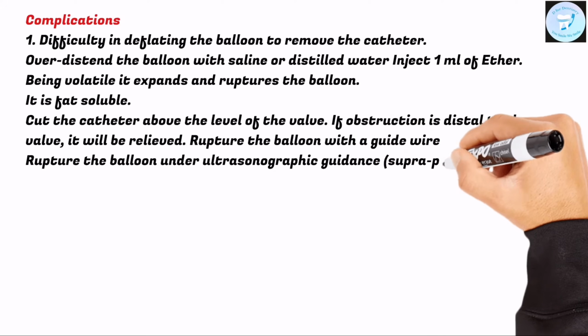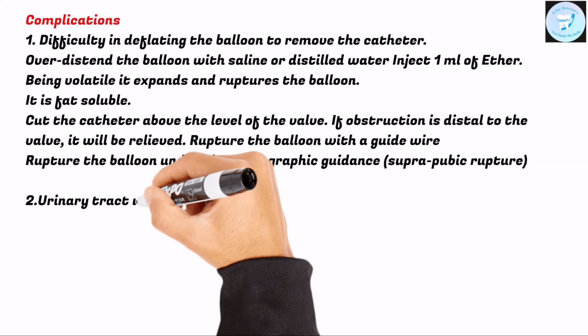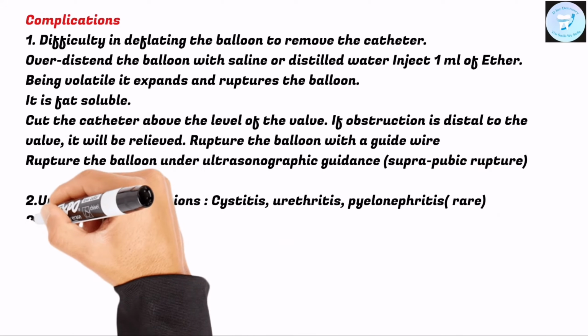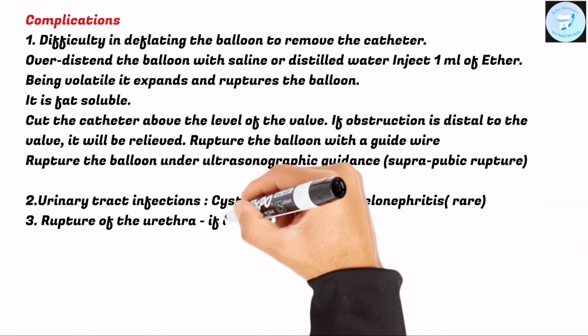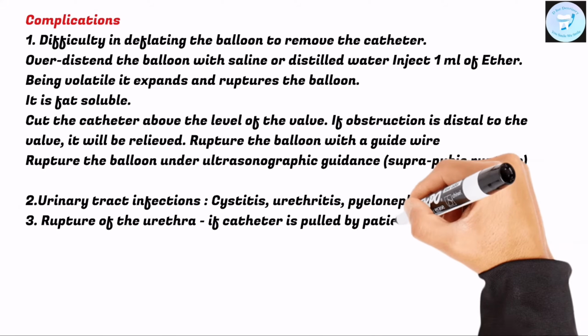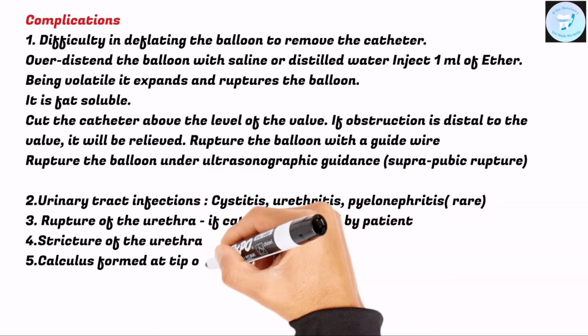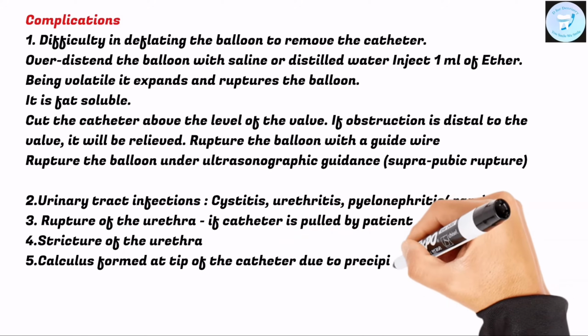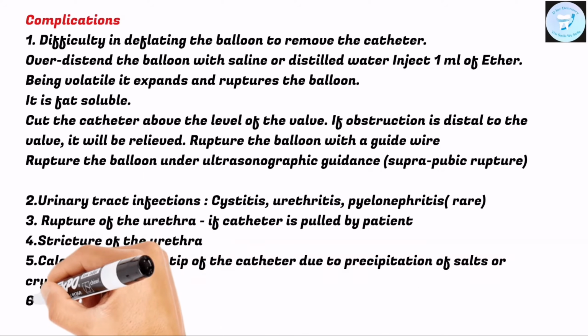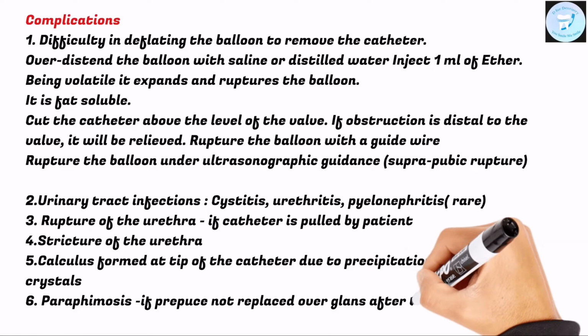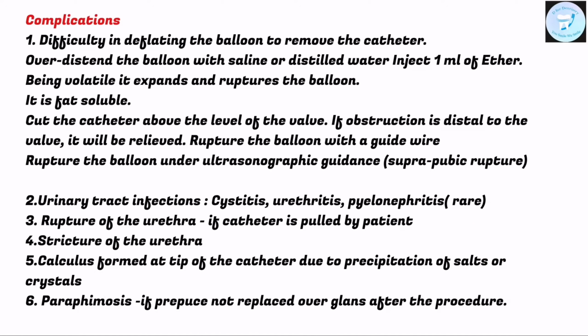Second, urinary tract infection: cystitis, urethritis, and pyelonephritis, which is rare. Third, rupture of the urethra if the catheter is pulled by the patient. Fourth, stricture of the urethra. Fifth, calculus formed at the tip of the catheter due to precipitation of salts or crystals. Sixth, paraphimosis if the prepuce is not replaced over the glans after the procedure.